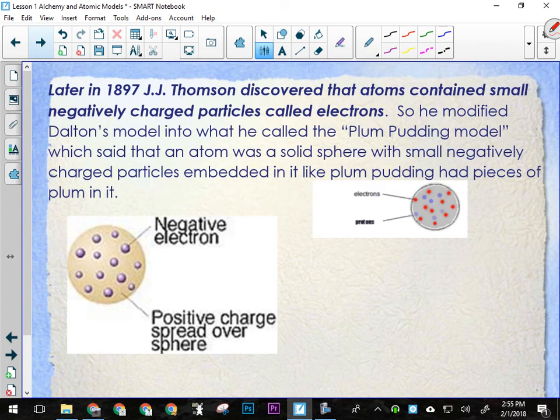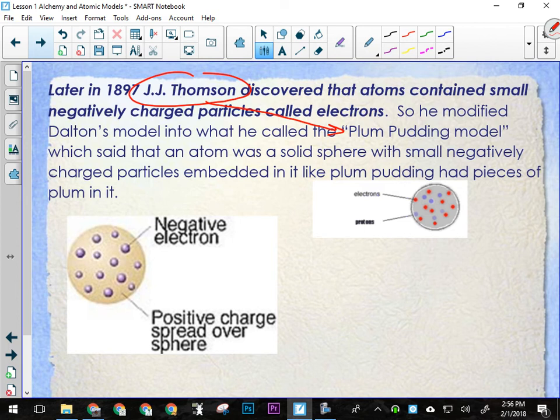So we revised the solid sphere model because it couldn't explain the results of this experiment, so it must not have been right. He revised it to say, all right, instead of the solid sphere, we're going to call it the plum pudding model, because apparently it looked like pudding with plums in it. I don't know, but that's what we call it. It was a solid positive mass with a bunch of small negative particles embedded in its surface, loosely embedded because they could fall off in a chemical reaction. So that was Thomson's model, called plum pudding.